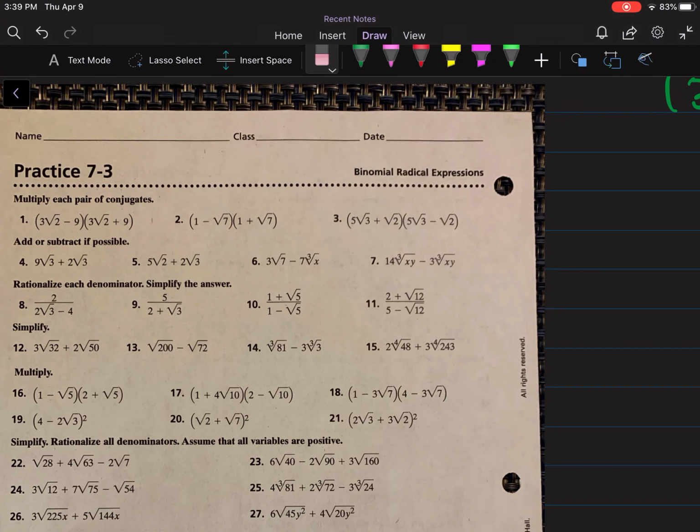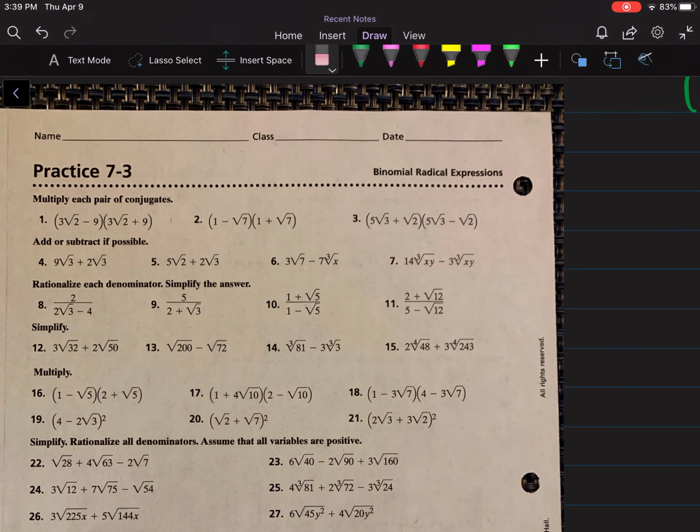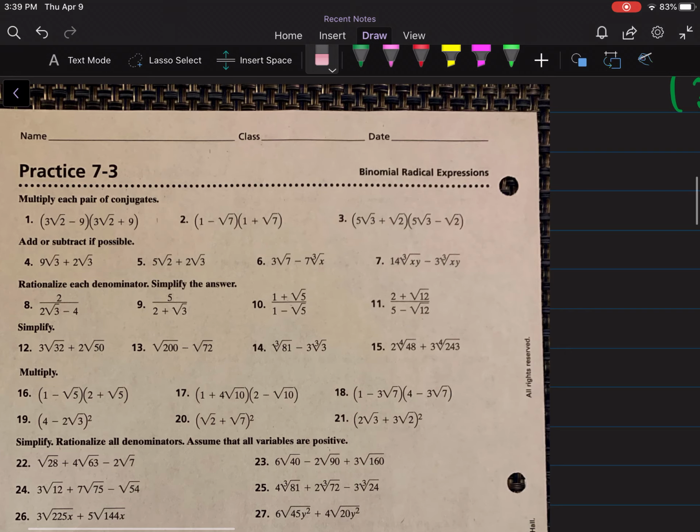Okay, so here we go with this practice 7-3. I think that this next section will probably be a little bit easier and more straightforward than your last ones. Okay. Number 1 through 3 says multiply each pair of conjugates.